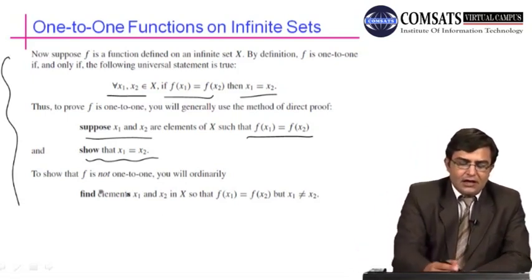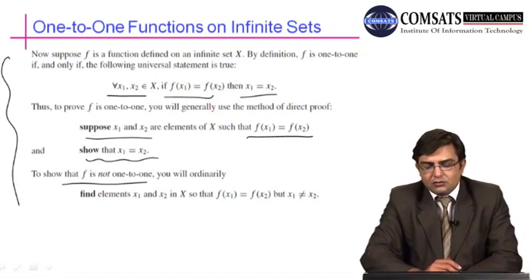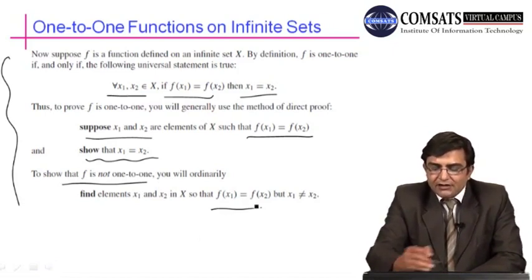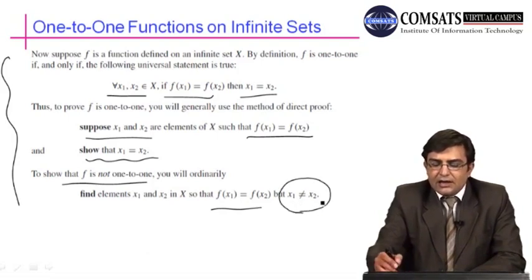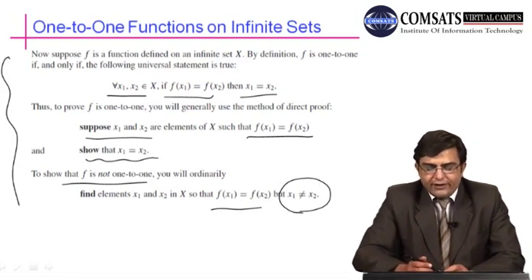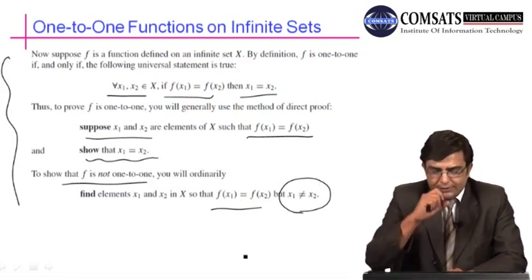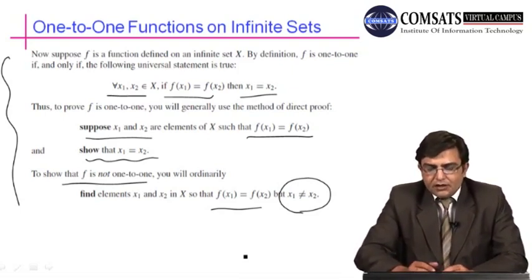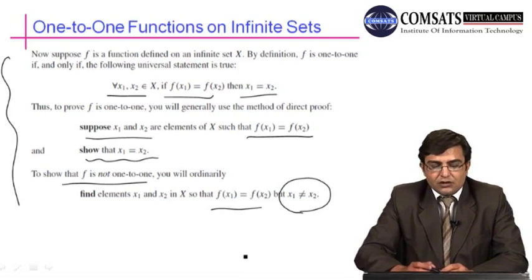And to show that f of x is not one-to-one, we take f of x1 equal to f of x2, and we show that x1 is not equal to x2, or we find some counterexample to show it. Usually we find counterexamples to show that a function is not one-to-one.